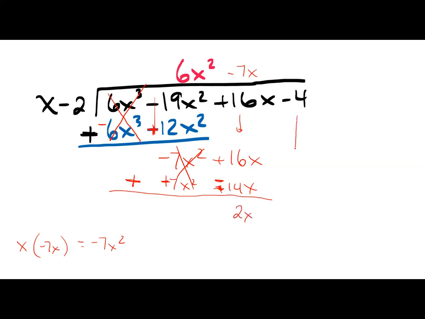16 and a -14 make 2x, and we bring down -4. Okay, so now the next question: x times what gives you 2x? It's a +2. Okay, so in this case, don't forget to put the plus to it because we're still adding, because that 2 is going to be by itself. So 2 times x is 2x, awesome. 2 times -2 is -4.